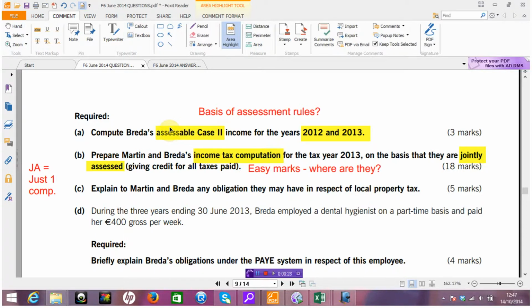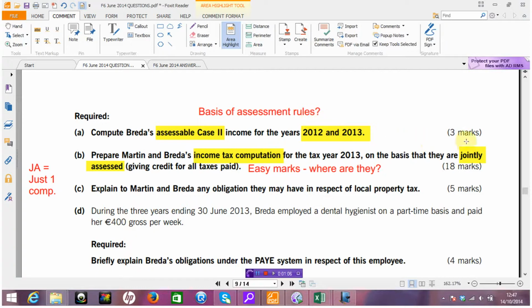Okay, so before I take you through the scenario itself, let's have just a quick look at the requirements for this particular question. We're going to deal specifically with A and B, and what we're looking at in requirement A is the assessable case 2 income for an individual, Brenda, for 2 years. And wherever we see that within a question, we've got to be thinking about base of assessment rules. In other words, which rules are relevant for this particular individual. And it's highly likely at F6 level that either commencement or indeed cessation are going to be examined.